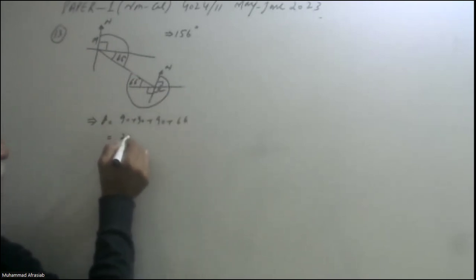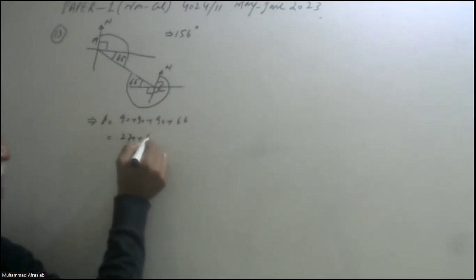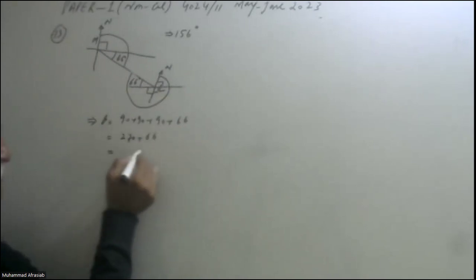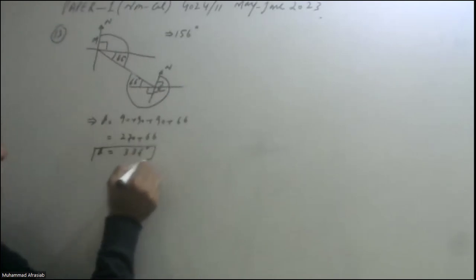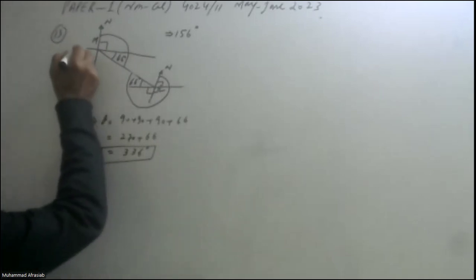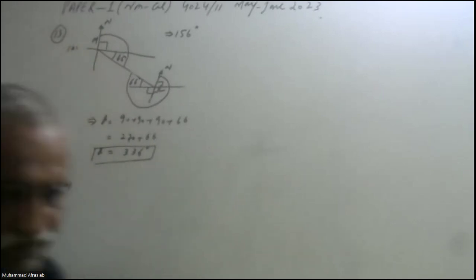or that thing is equal to 270 plus 66, or that thing is equal to 336 degrees is the bearing of main field from lantern there. And this is the part A of that. And now the part B.